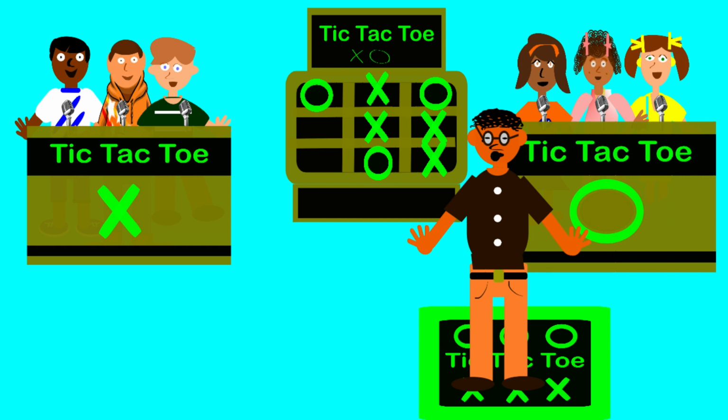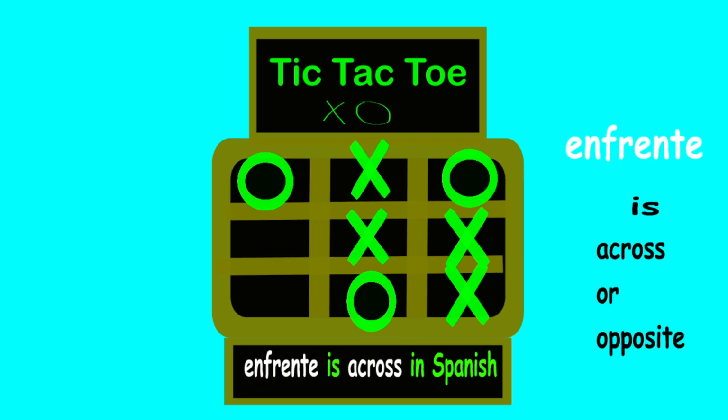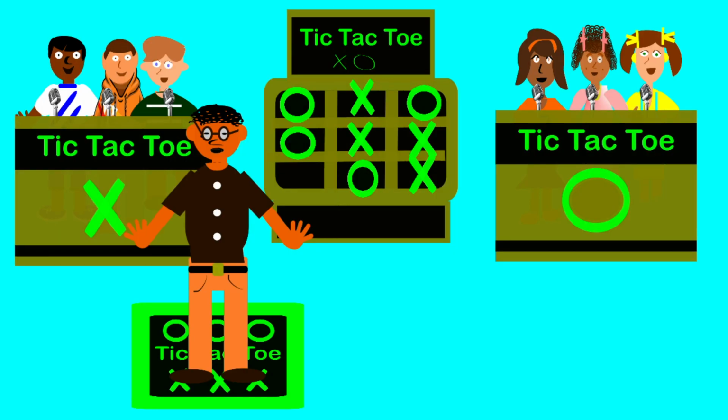And your question is, how do you say across in Spanish? Enfrente is across or opposite in Spanish. Yes, you did it again. That is correct. Where would you like your next O on the board? Middle row on the left. You guys are not new to this.